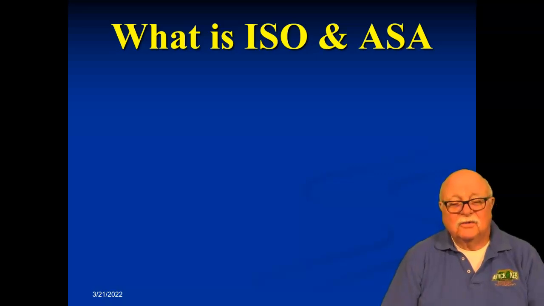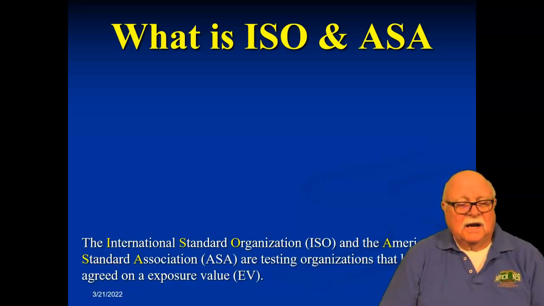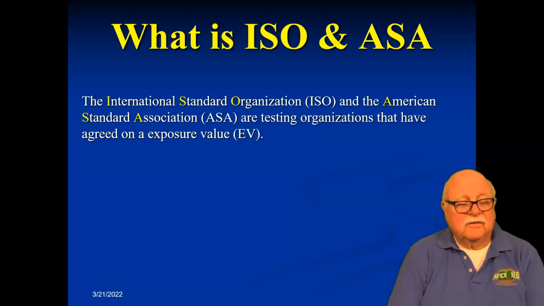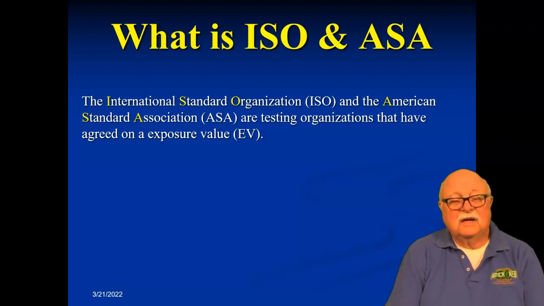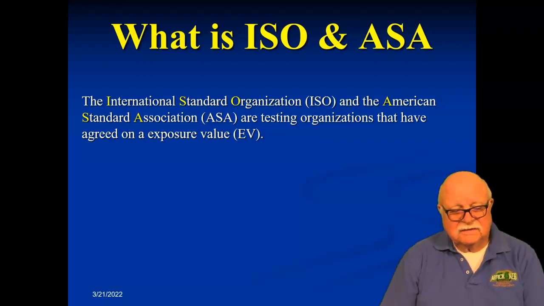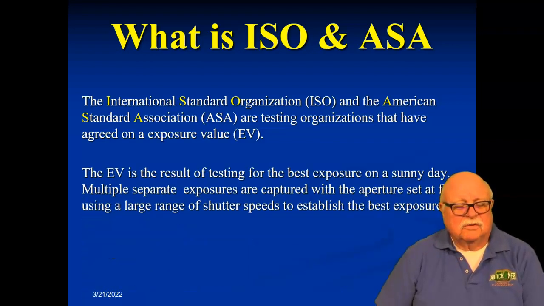What is ISO and ASA? ISO and ASA are International Standards Organization and American Standards Organization. They use the same numbers for both of these identifiers. It's just a contest between the United States and the rest of the world to have their little mark on how we measure the sensitivity of what we're taking pictures of.